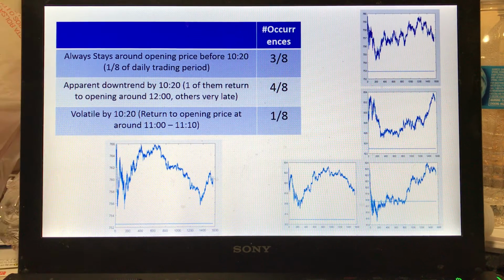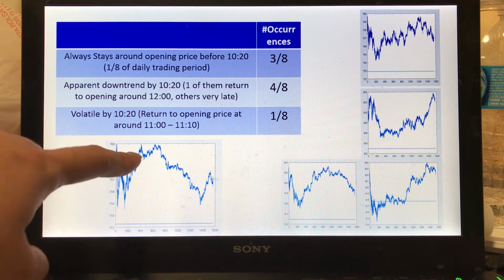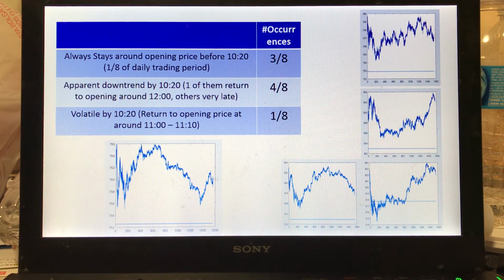And there's 1 out of the 8 cases that the stock stays very volatile by 10:20. However, it returns to the opening price at around 11 to 11:10. This is the opening price, and this is when it returns to the opening price, which is almost 1.5 hours later.